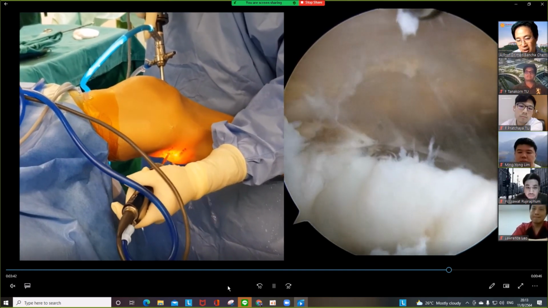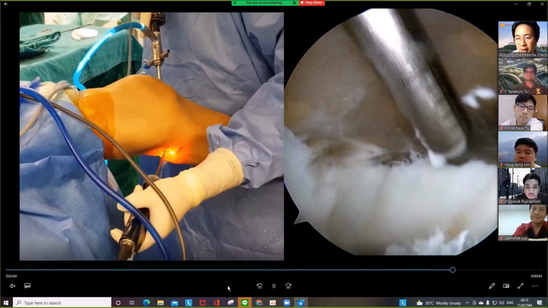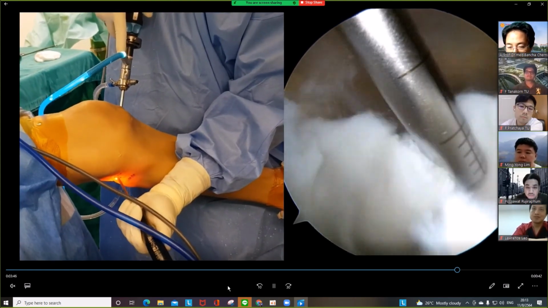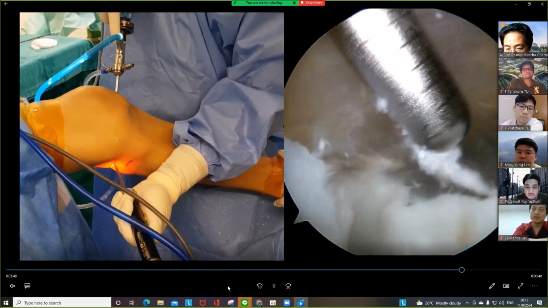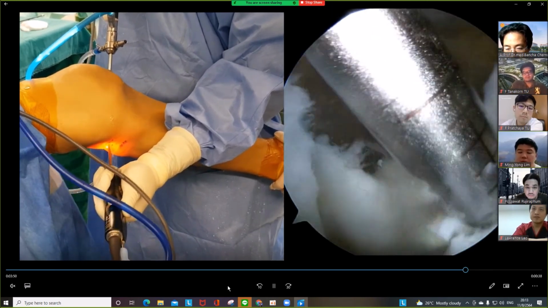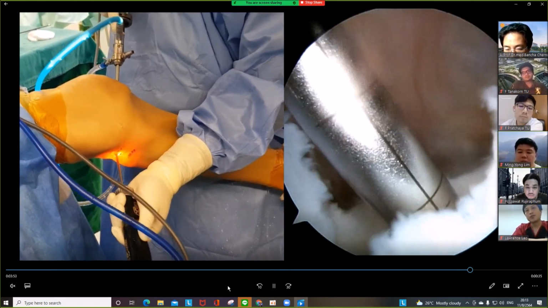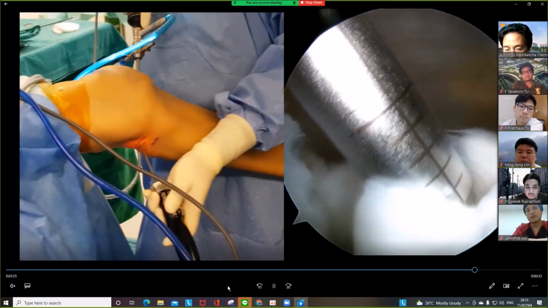And always deflate the tourniquet. I need to make sure that I didn't damage any vascular structure, to see any active bleeding. Stop the bleeding before you stop.